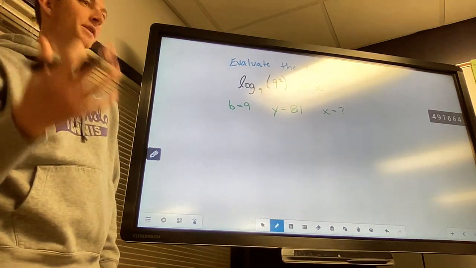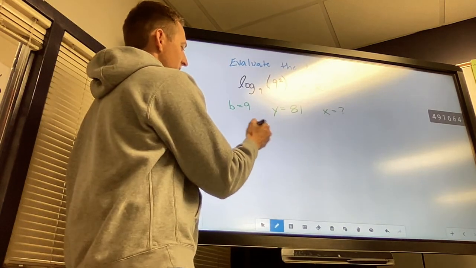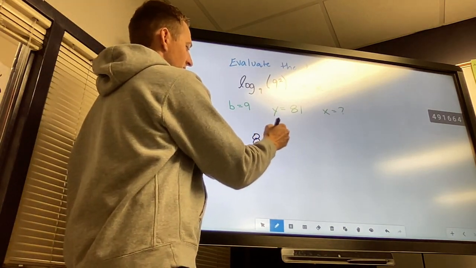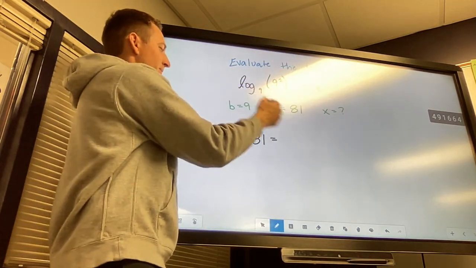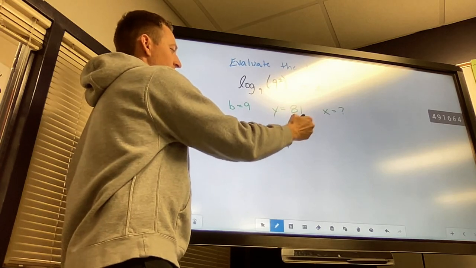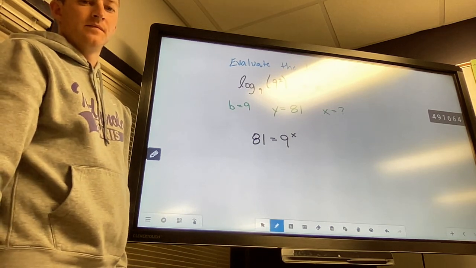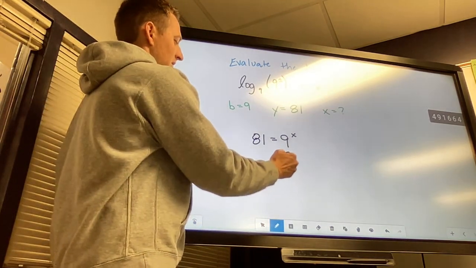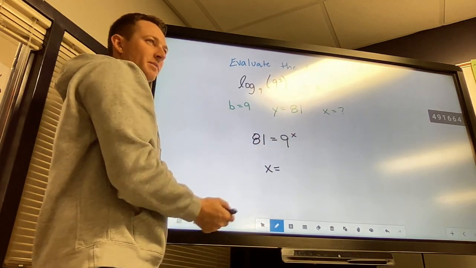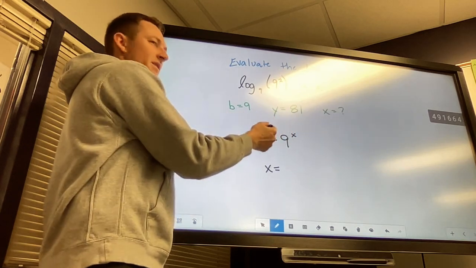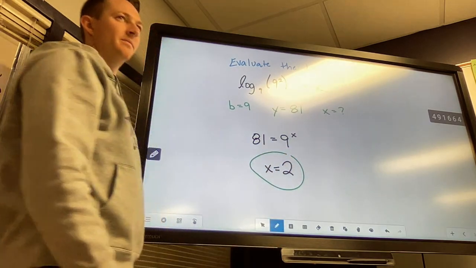A lot of these you can just do in your head by looking at the equation. So we just need to set up our equation. So y equals b to the power of x, so 81 equals 9 to the power of x. We know that our b is 9, and our power of x is something we don't know, so we can just leave it as x. Looking at this equation, 9 to the power of what is 81? 2. That's it. You just solved the logarithm.